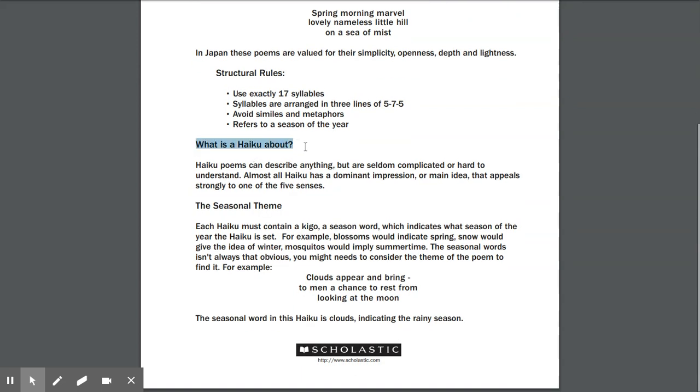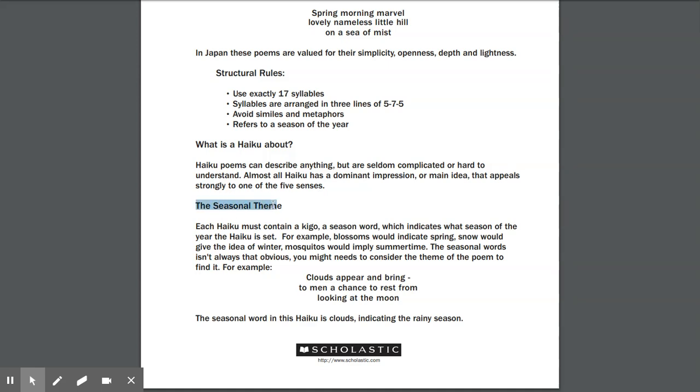Okay, what is a haiku about? Haiku poems can describe anything, but are seldom complicated or hard to understand. So usually they're very easy to understand. Almost all haiku has a dominant impression or main idea that appeals strongly to one of the 5 senses. So that is similar to our Where I'm From poem, right? Our haiku are going to appeal or utilize one of the 5 senses really strongly.